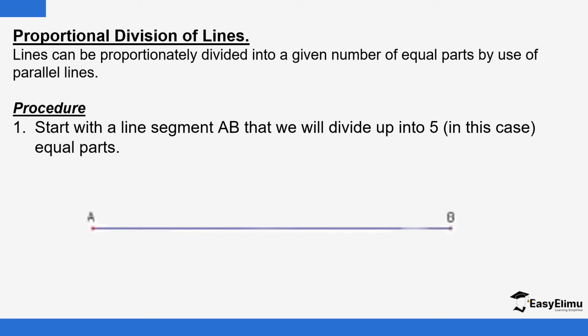It could be 2 equal parts, it could be 3 equal parts, it could be 5, 10, and even 12 equal parts. It can also be in a particular ratio. You can also be told to divide a particular line into a given ratio, maybe 2:3, or maybe 3:4, and so on and so forth.